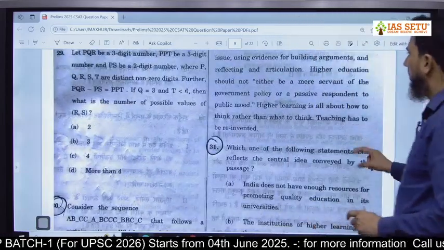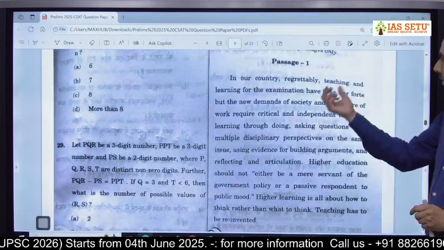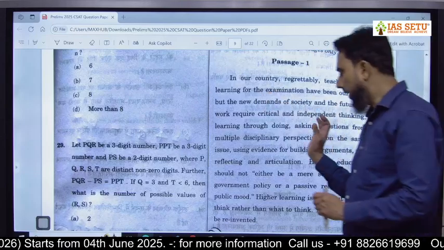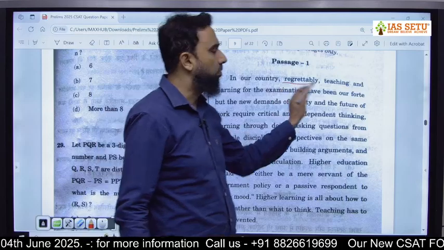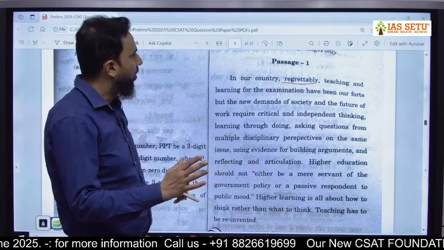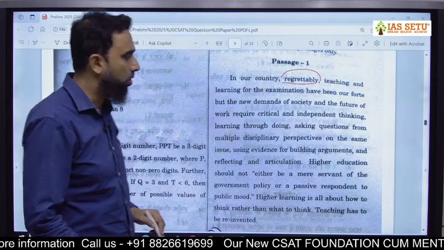Next passage. In our country, regrettably, such loaded words must always be underlined while reading the passage. Loaded words or keywords, regrettably. So from here you get to know the author's stand.